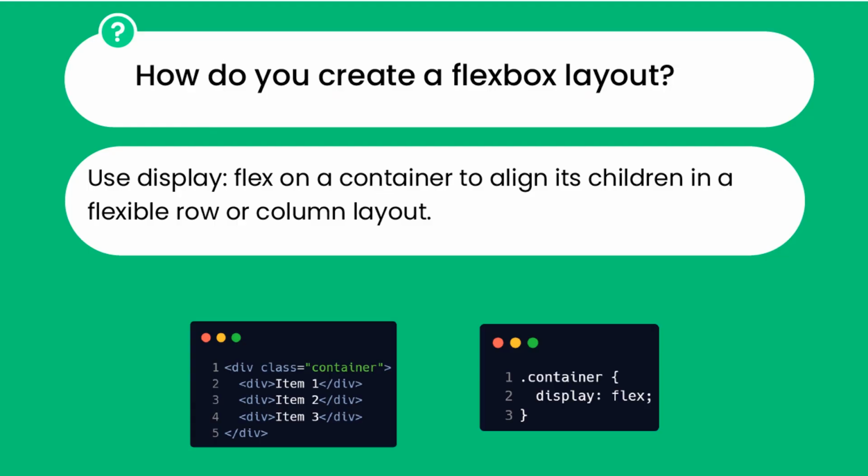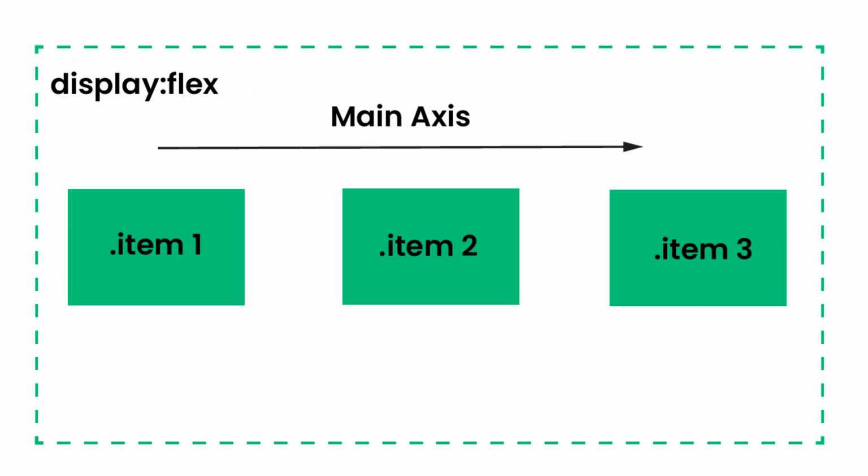Next question, how do you create a Flexbox layout? To create a Flexbox layout in CSS, all you need to do is apply display flex to a container element. Take a look at this example. We have a div with class container, and inside it there are three child elements, item 1, item 2 and item 3. Now when we add display flex to the container class, it instantly turns that container into flex container. That means all its child elements, those items, will line up in a row by default. Just like that, you have got a basic Flexbox layout.